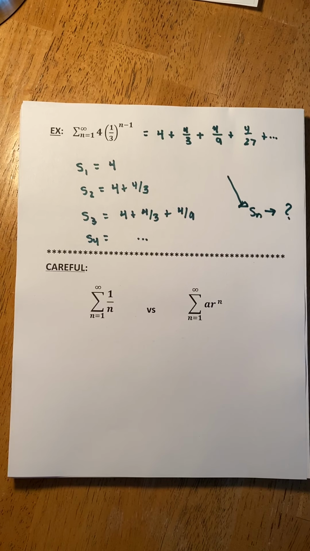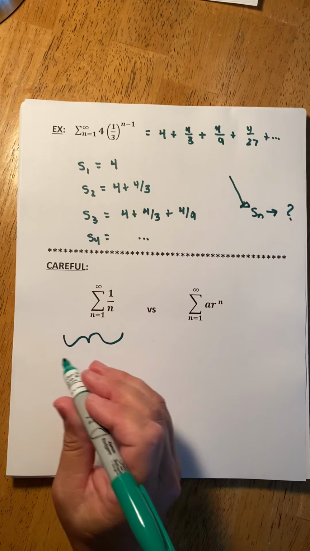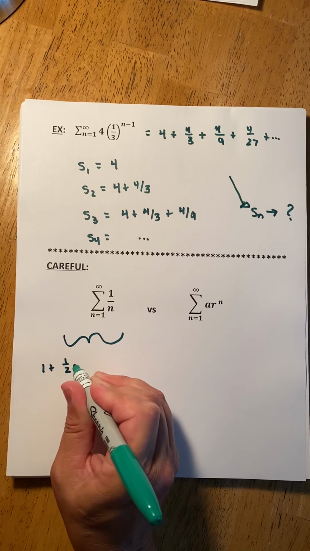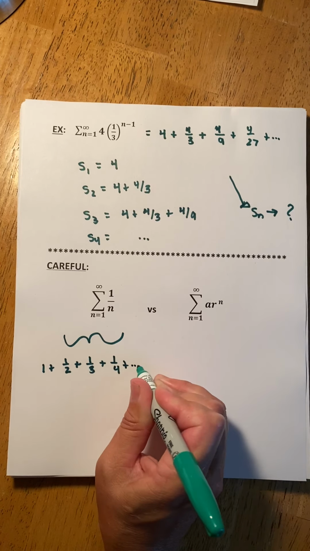What's really super important, first of all, is just to make sure that you distinguish between the harmonic series and a geometric series. The harmonic series is 1 plus 1 half plus 1 third plus 1 fourth, right? And this is infinite.